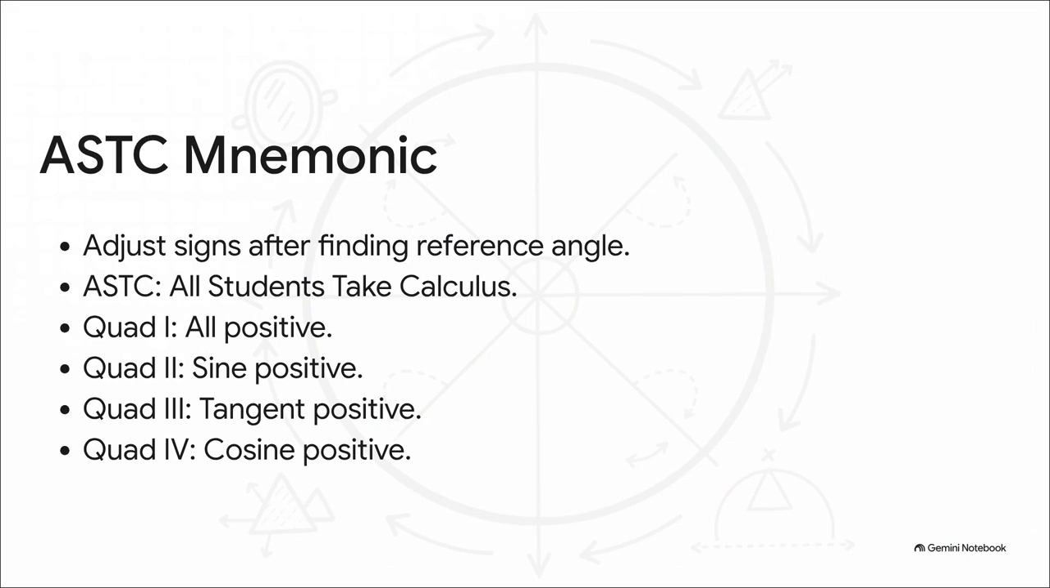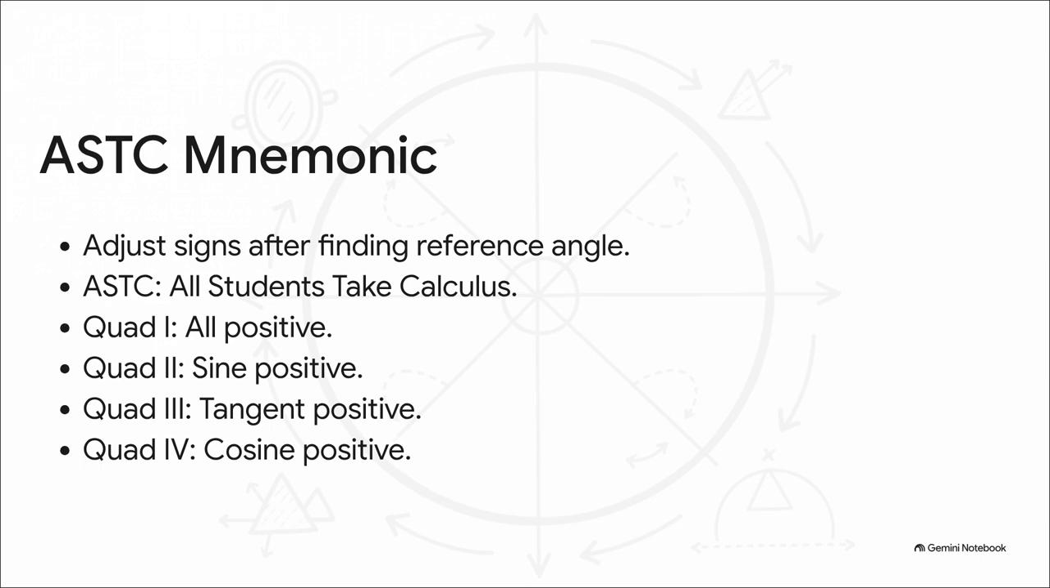Another super common mistake is doing all that hard work to find the reference angle, but then just completely forgetting to adjust the positive or negative signs for your new quadrant. To make absolutely sure you don't forget, memorize this classic mnemonic, ASTC, or All Students Take Calculus. This tells you exactly which functions are positive in which quadrant as you move counterclockwise starting from the top right.